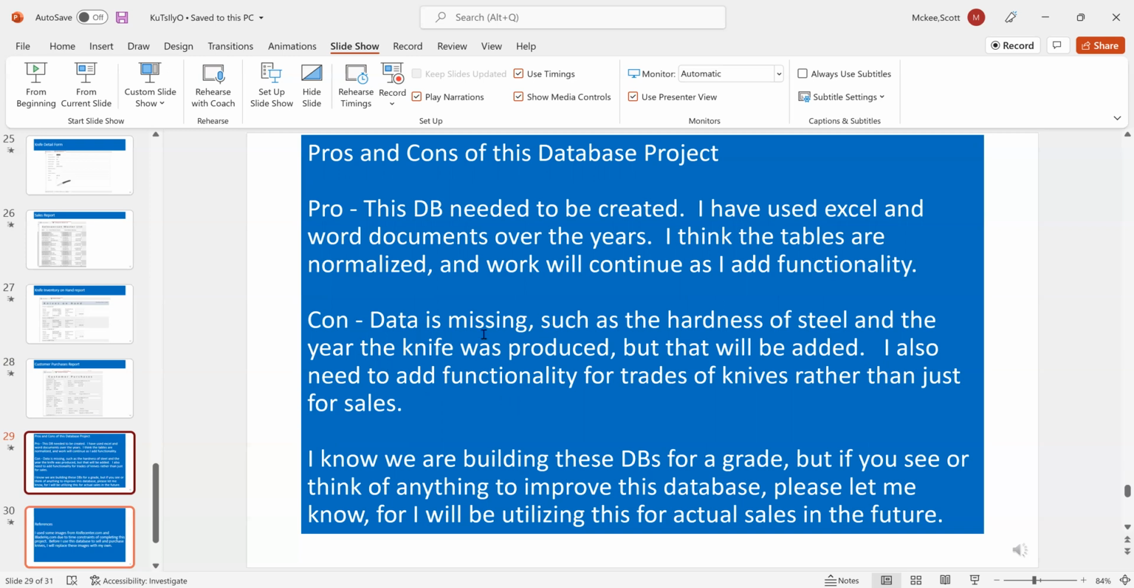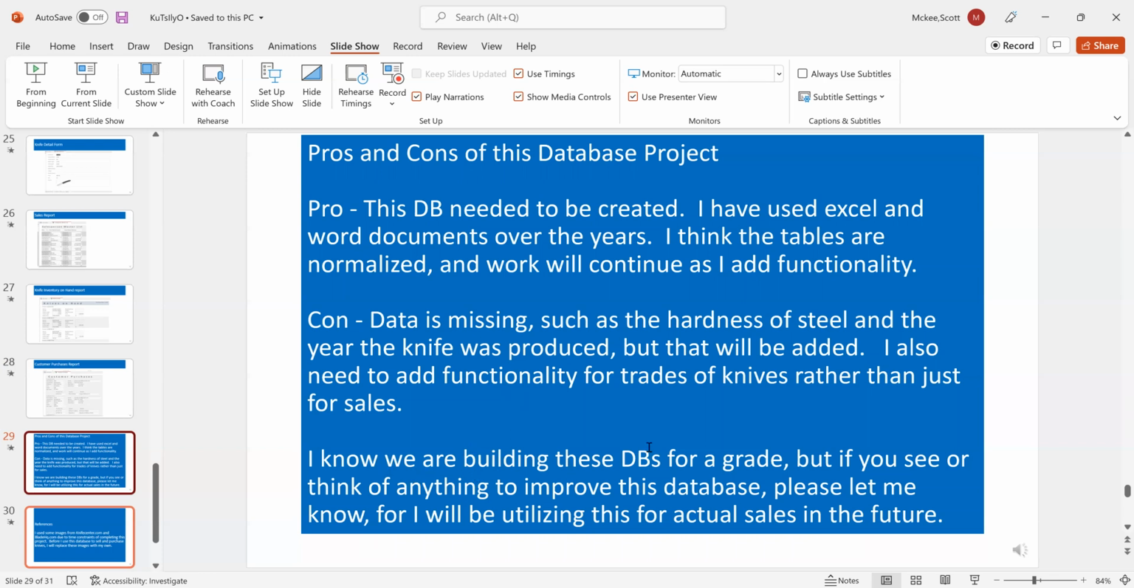Some of the cons: there's a lot of data missing, like the hardness of the steel of the knife and the year the knife was made. And there isn't any functionality built in for trades, because a lot of times people want to trade a knife to get another knife, and then maybe pay some extra money. So there needs to be more functionality built into that.